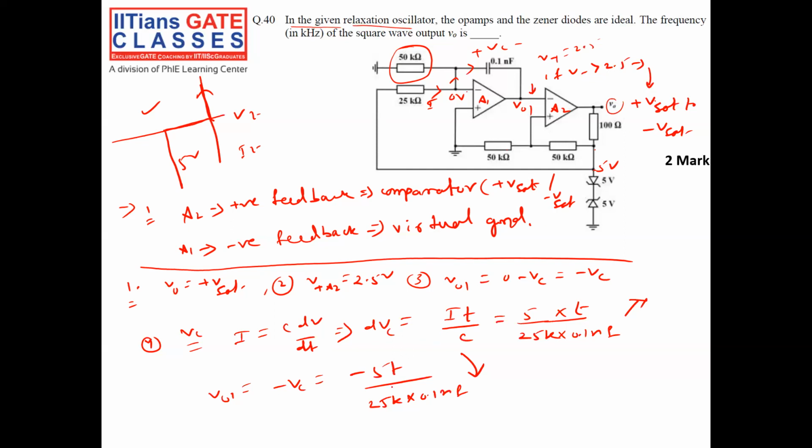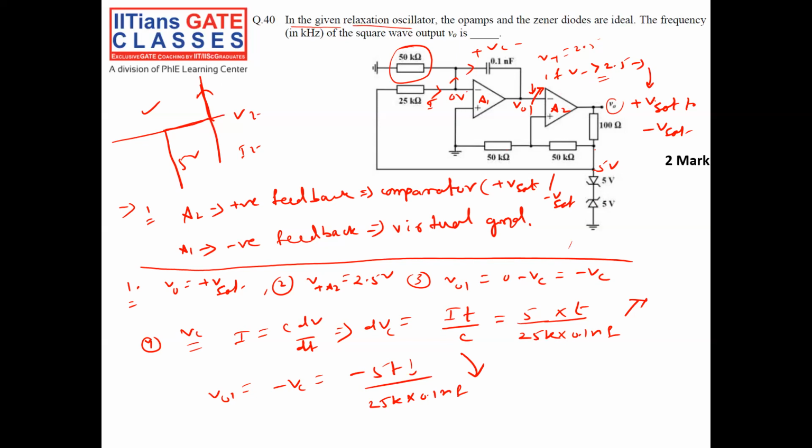But you see, my output is decreasing. Since my output is decreasing, it can never go beyond 2.5 volt. In order to go more than 2.5 volt, it should increase, but now my output is decreasing. So at no point of time will my V01 be more than 2.5 volt. This condition will never be satisfied because my output is decreasing with time.